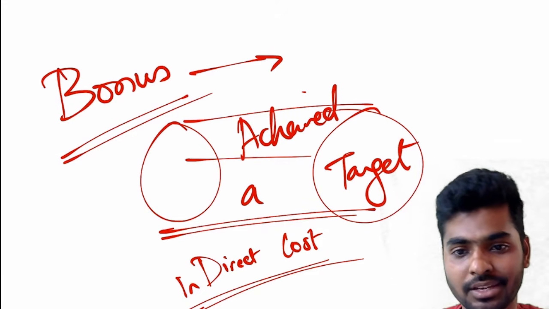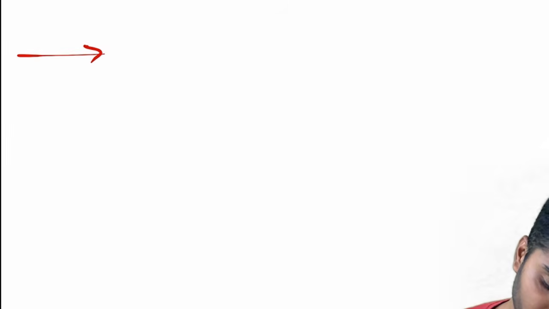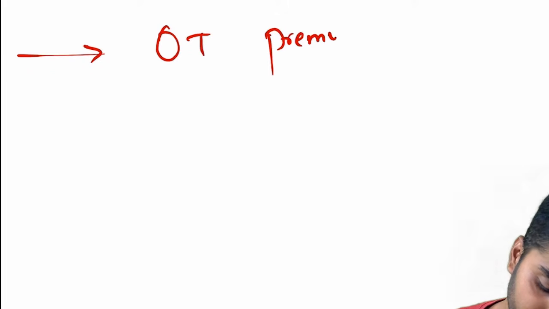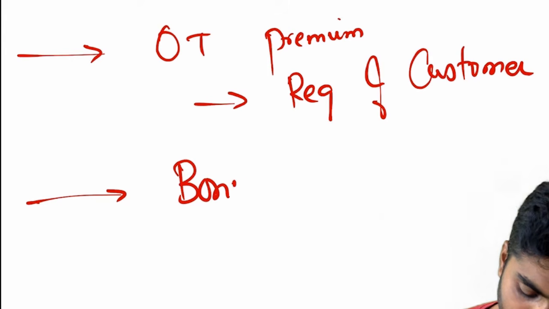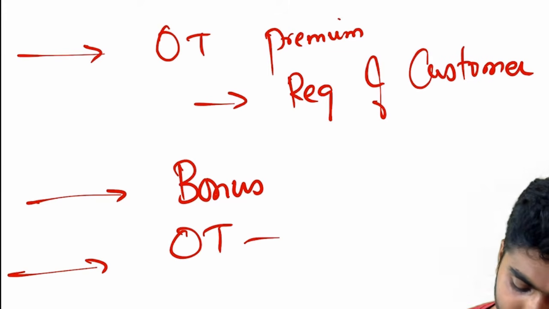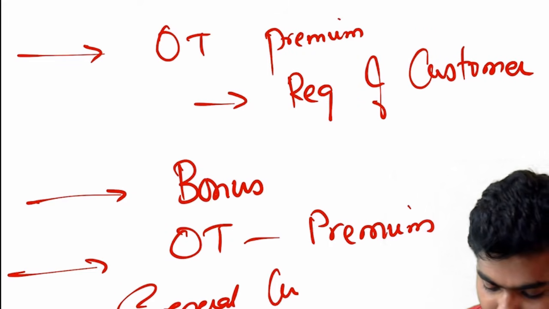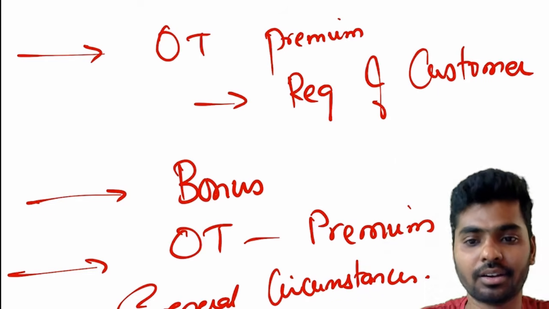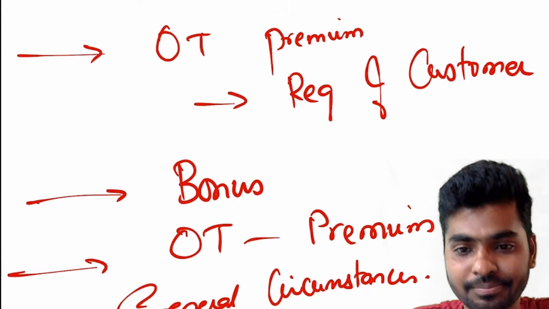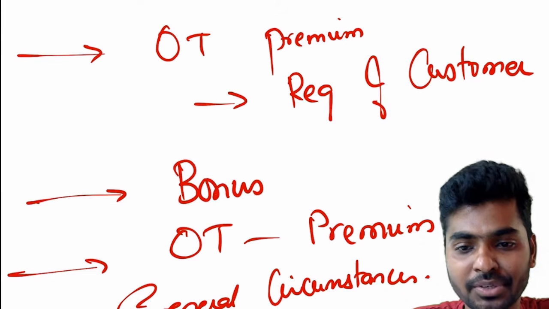So now what I want you guys to do is, I'll tell you three things. I want you to put it in the comment section whether it's a direct cost or an indirect cost. Three things we discussed: first, overtime premium on request of customer. Second question is bonus. Third one, overtime premium in general circumstances. What do you think the answer for the first one is?